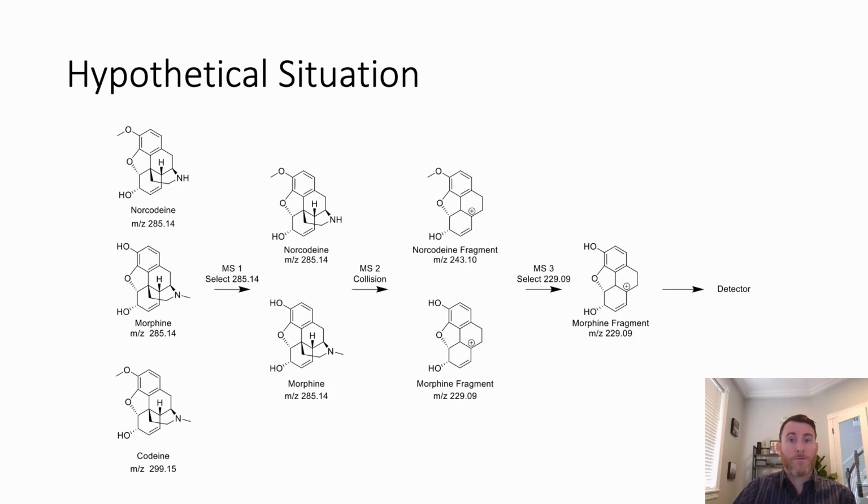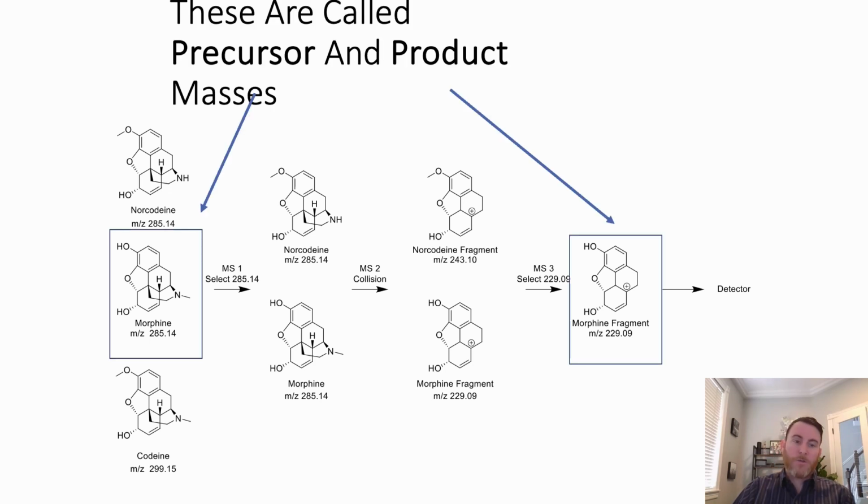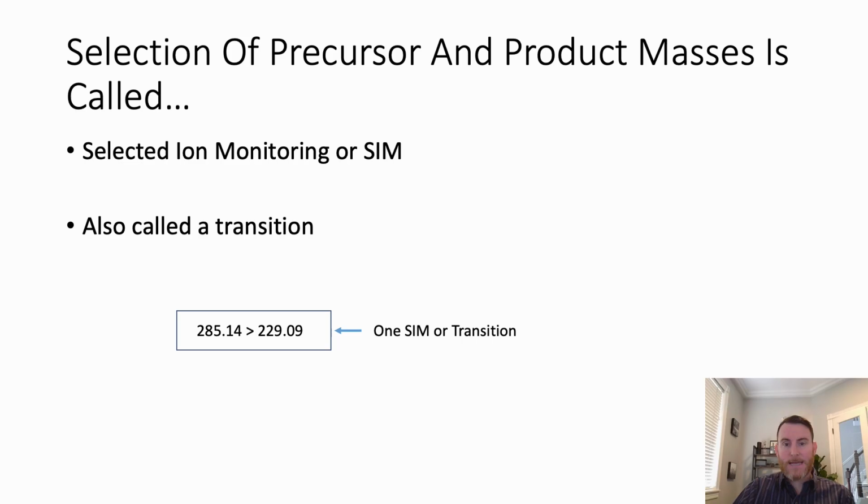This is the power of triple quadrupole mass spectrometers. You can use multiple mass filters to get to a very specific component. Again, as a reminder, this ion, it doesn't look ionized, but this ion is a precursor mass. And you can see after you fragment it and choose a specific fragment, this would be called a product mass. Selection of precursor and product masses are called selected ion monitoring, or SIMs. These are also called transitions. You may have heard this term before.